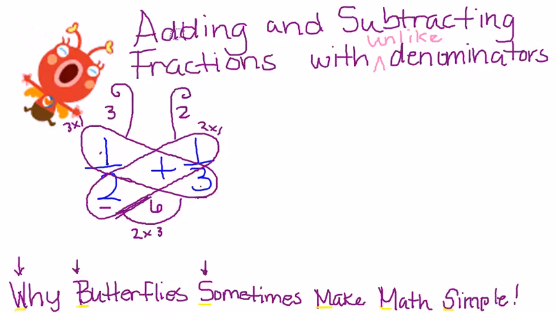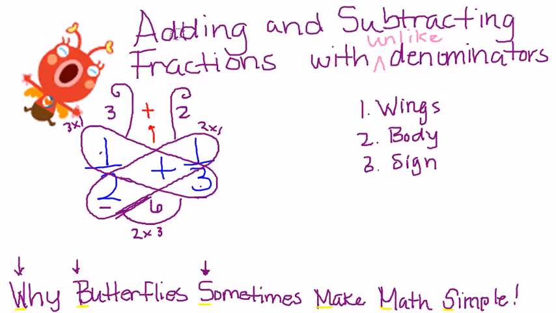Next comes the sign, okay? So let's write these steps out. 1, wings. 2, body. 3, sign. So we have to look at our sign here. It's going to only be adding or subtracting. We're going to move the sign up. So right here we're going to put add because that's what's down there. So see that I added to my sign. Now that means we've done s.